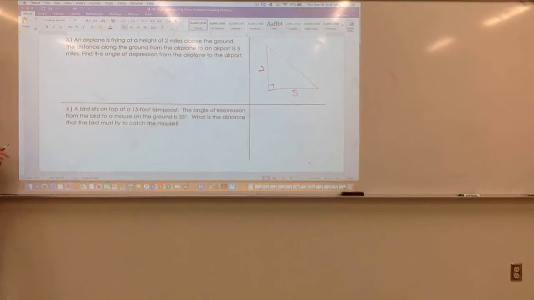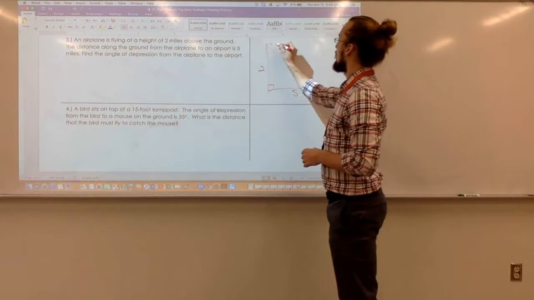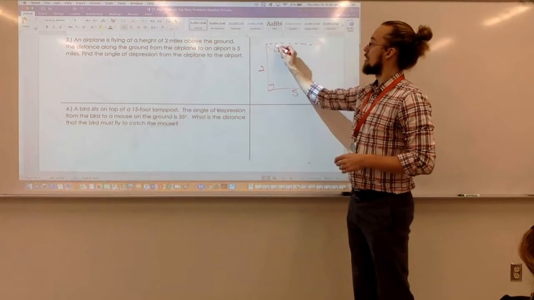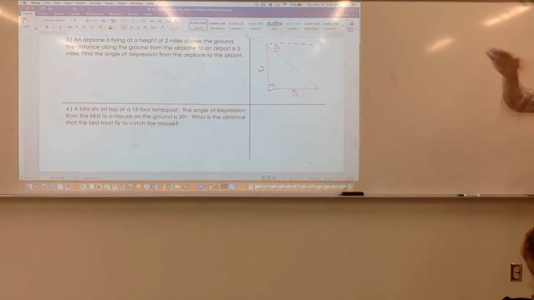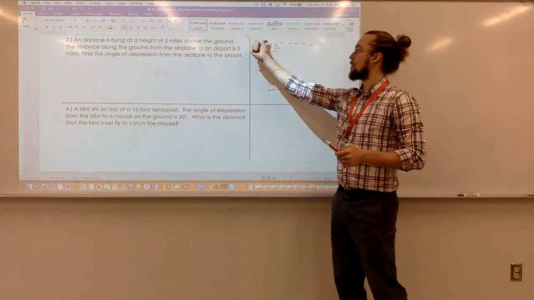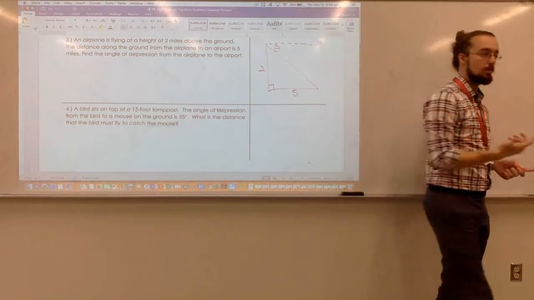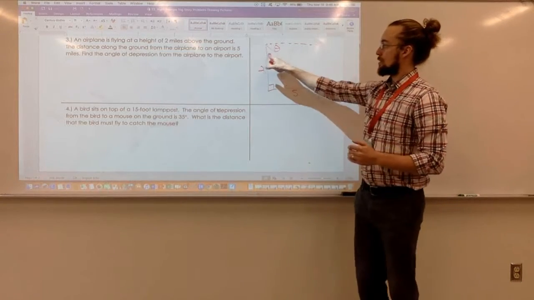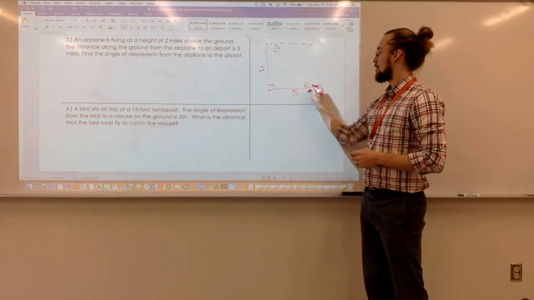Now, it says find the angle of depression. The angle of depression is this angle looking down. This would be my theta, right here, outside of the triangle. If this is my line of sight, the airplane's flying on this path. So if it's looking down, this outside of the triangle would be the angle of depression. So which angle inside the triangle? This one or this one would be the same. Bottom, right?